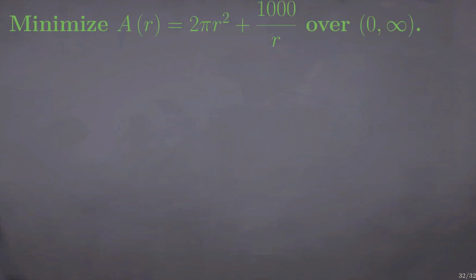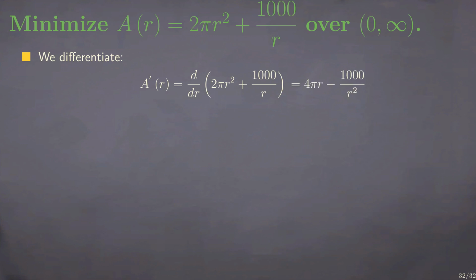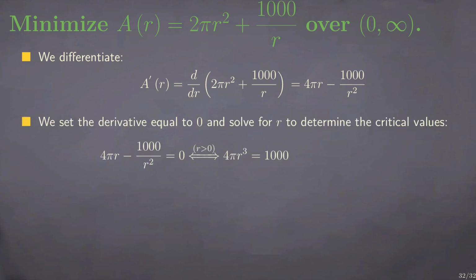Now we have the problem of minimizing 2 pi times r squared plus 1000 over r over the open interval from 0 to infinity. So the first thing we need to do is to find the derivative of A, and by now you should be doing that very easily and get the result 4 pi times r minus 1000 over r squared. Next we set the derivative to 0 and find critical values.